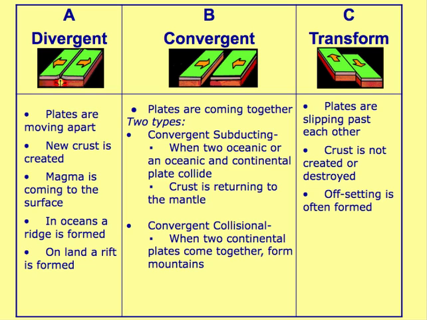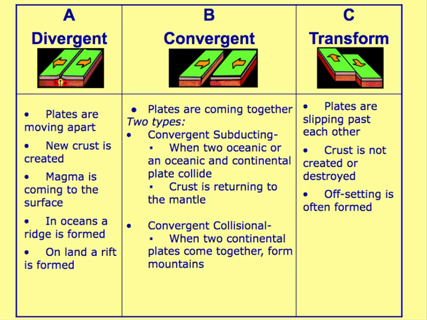The third type of plate motion is transform. This is where plates are slipping past one another. They're either going in the same direction at different rates or they're going in different directions. Similar to how you feel when an 18-wheeler passes you on the highway. They're going in the same direction, but it feels like you're moving backwards. So that motion is the same. So transform boundaries are when they're slipping past one another.